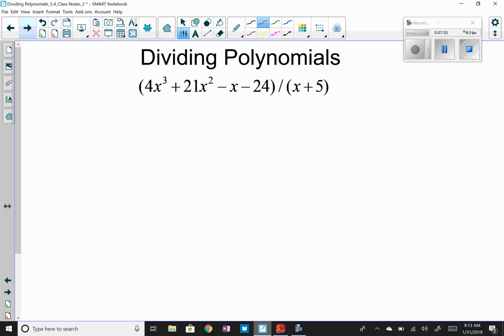Here they want us to divide 4x cubed plus 21x squared minus x minus 24 by x plus 5. We'll use synthetic division. And again, first thing is to take a look here and reverse the sign. So that means that negative 5 has to go in the house. Let's take a look at the exponents. 3, 2, 1, constant. Okay, no placeholders necessary here. So the first coefficient is 4, the second one 21, then negative 1, and negative 24.